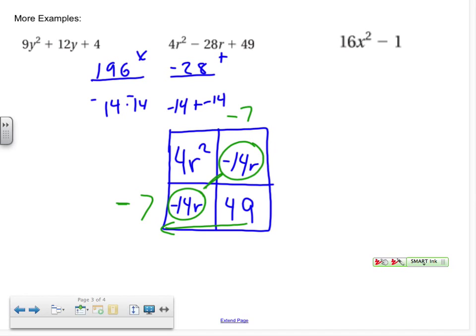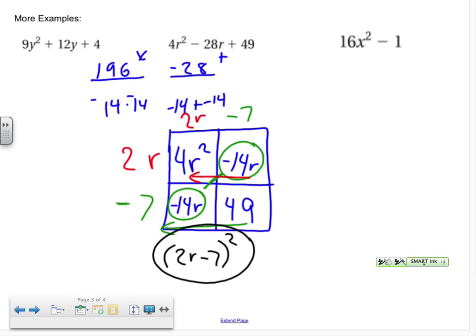As we go across this way, they have an r in common. And then 4 and negative 14, they have 2 in common. So it's going to be 2r minus 7. And because both the width and the height are the same, it's going to be 2r minus 7 squared. That is our factored form.